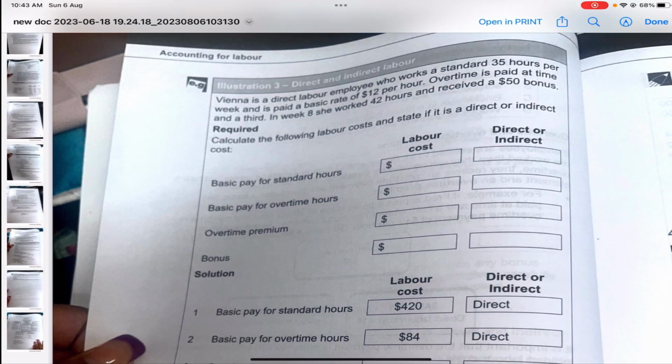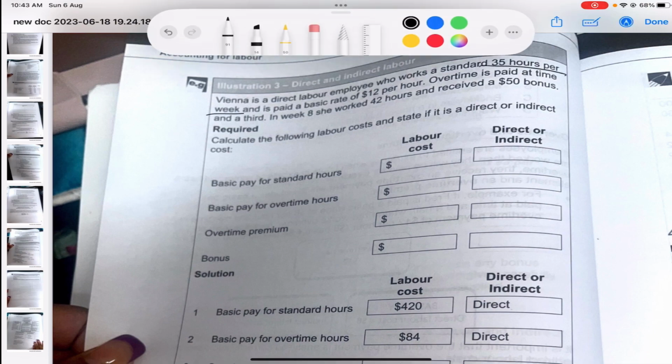Viana is a direct labor employee who works a standard 35 hours per week and is paid a basic rate of 12 per hour. Overtime is paid at a time and a third. That means an extra one third. In week 8, she worked 42 hours and received a 50 bonus. So we have to calculate the labor cost and state if it's direct or indirect.